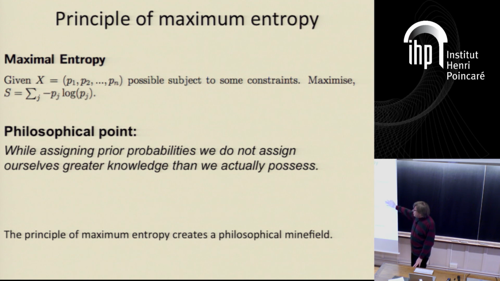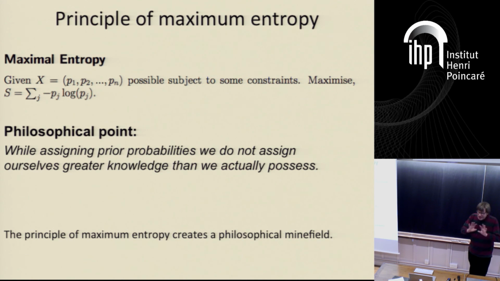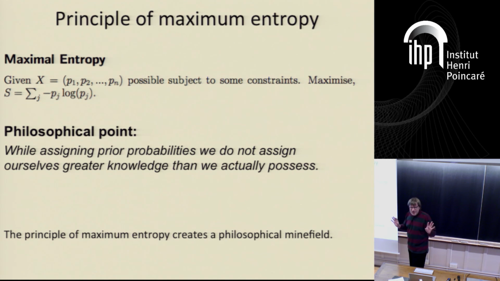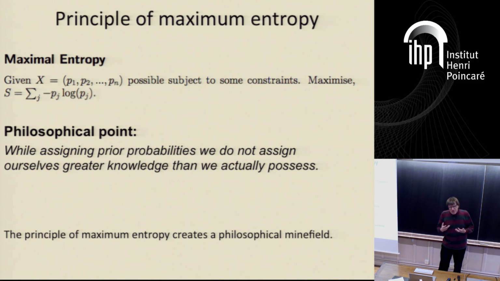And there is a philosophical point here that is really a minefield. It's something I don't want to go into. It's the kind of thing that you can discuss for hours and people can write many papers about. But you can say in some sense the philosophical point of assuming maximal entropy is that we don't want to assign knowledge we don't have. We don't want to pretend we have greater knowledge than we actually have.